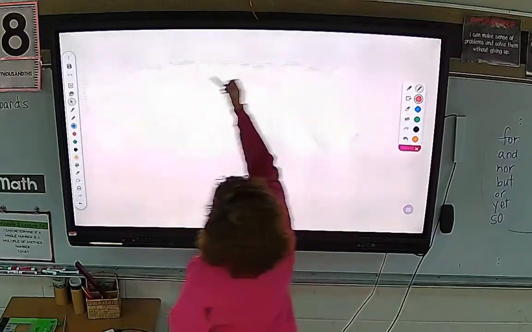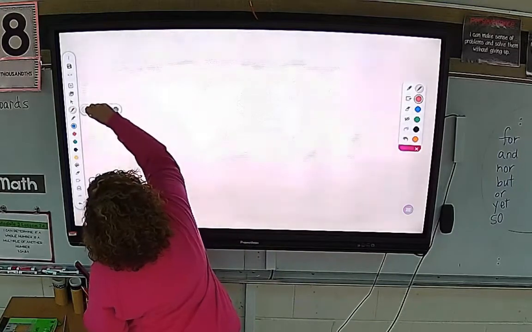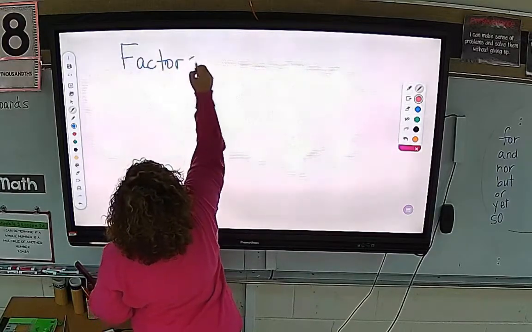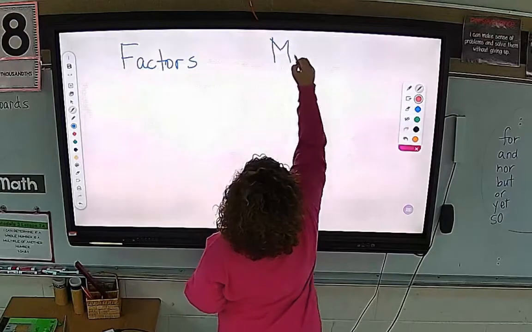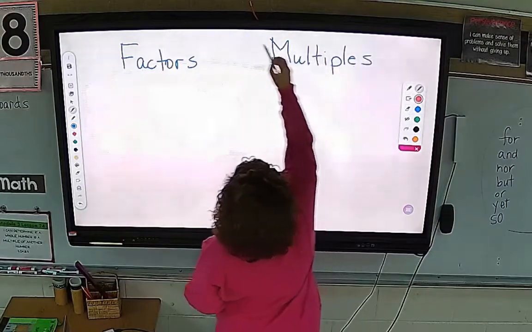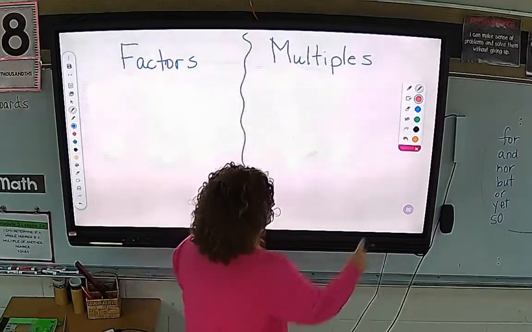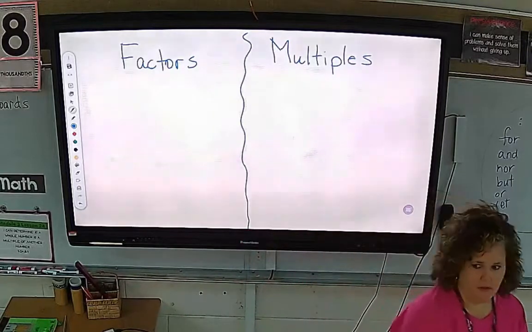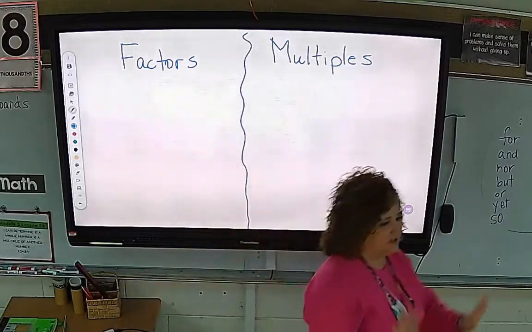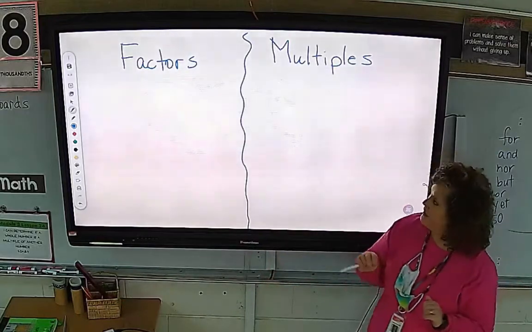All right, so we have factors, and we have multiples. And a lot of people get these mixed up because you're going to get questions like find the factors of such and such, or is this a factor? Is this a multiple of? What are the multiples of this number? And it's like, oh, which is which? So let's talk for a minute about how these two things are different, which is going to help us keep them straight and not get them mixed up.